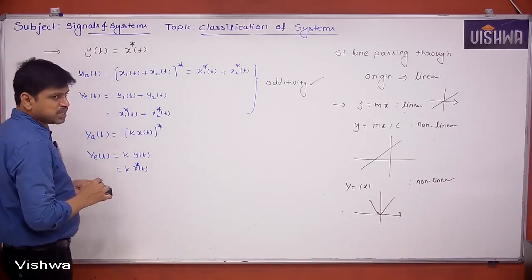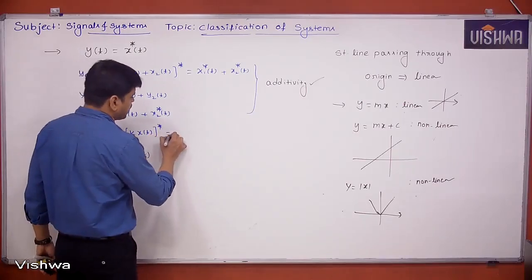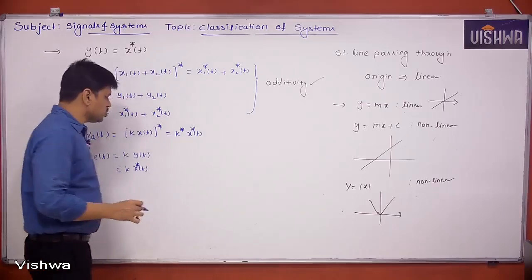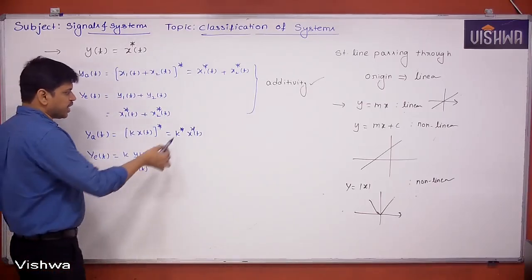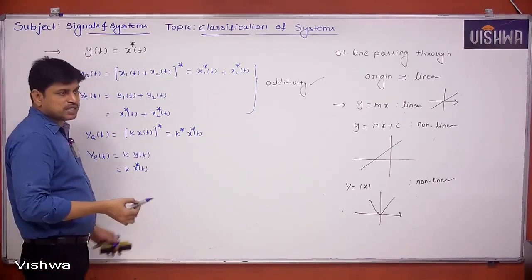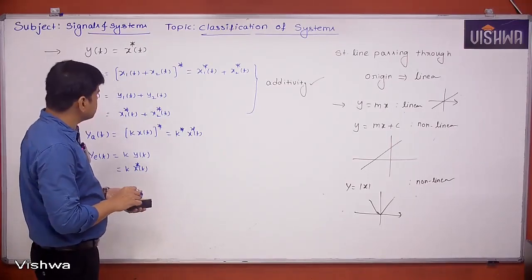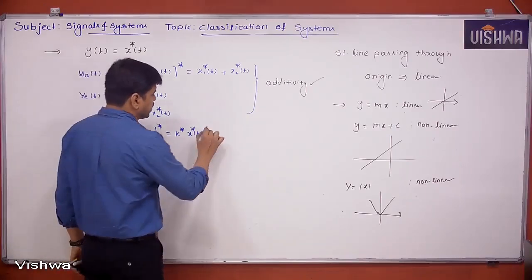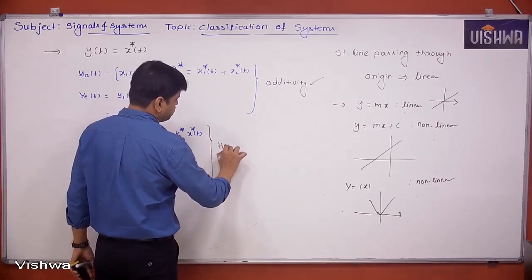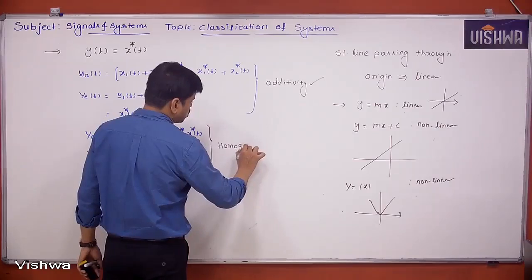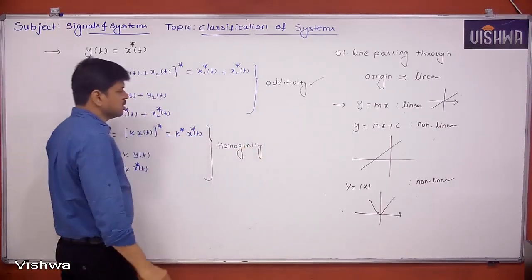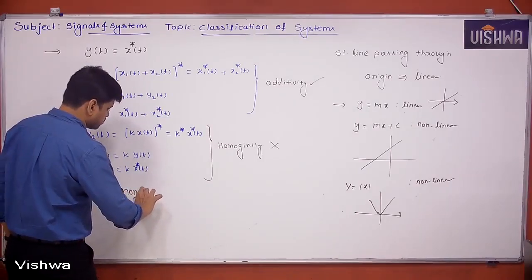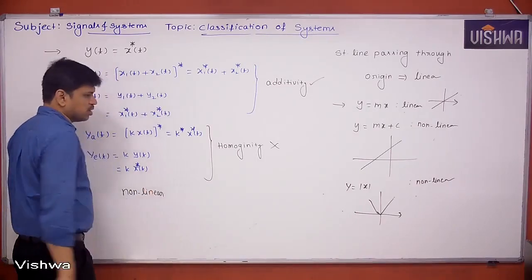By observing them, they are not equal. Why? This can be expanded like this: k conjugate x of t conjugate. I told you k can be real or complex. So k conjugate and k are not equal if it is a complex number. If it is a real number, it's okay, but we don't have to consider real only; it can be a complex number also. So it is not satisfying homogeneity, and I can say it is a non-linear system.